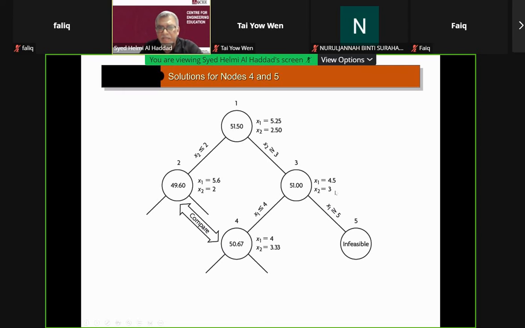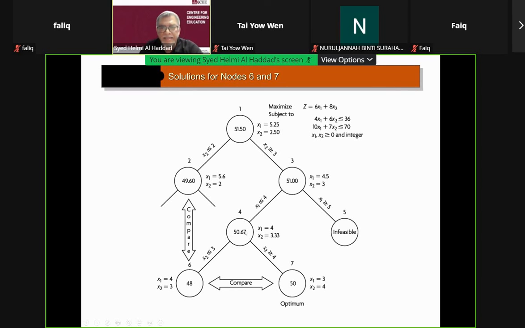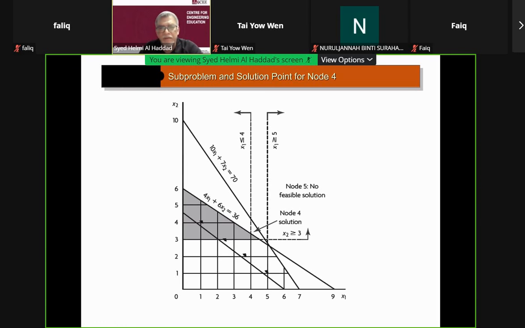So here, we already have the integer for x2, but we don't have the integer for x1. So x1 is 4.5. We have a choice of either 4 or 5. So x1 could be less than or equal to 4, then the solution will be 50.67. If it is x1 greater than or equal to 5, then it is in the infeasible region. This is x1 greater than 5. Now this is the infeasible region, right? So we should remove this. This is infeasible.